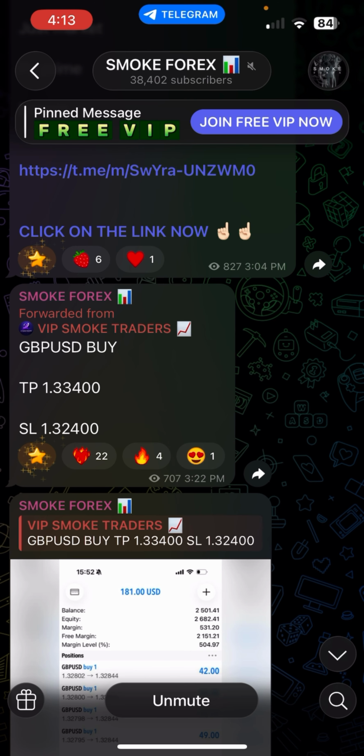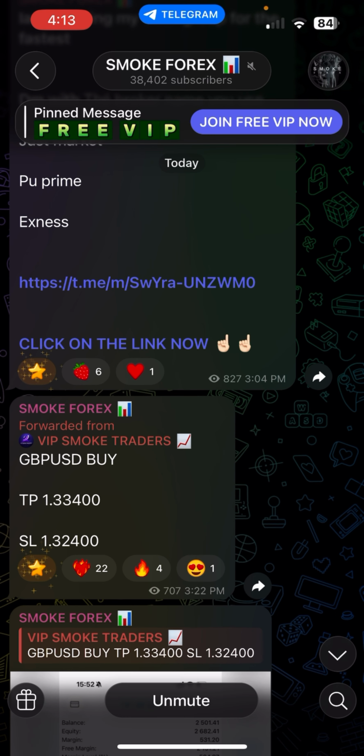So he told the guys to buy, and you are seeing VIP smoke traders. So what we shall do is to just copy this, to copy the TP. TP is the take profit, and SL is the stop loss. So we shall just need to copy all that and we go and paste there.